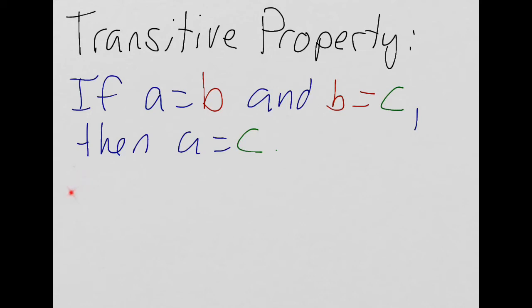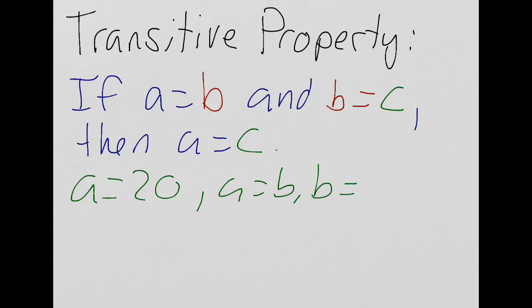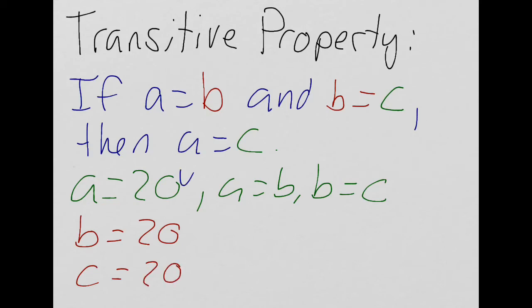So what if I have A equals 20, and I'm told that A equals B, B equals C. Well, A is 20, so that means since A equals B, B is 20. And since B equals C, then C is 20. And, oh, it checks out. A is 20, C is 20, so A equals C.